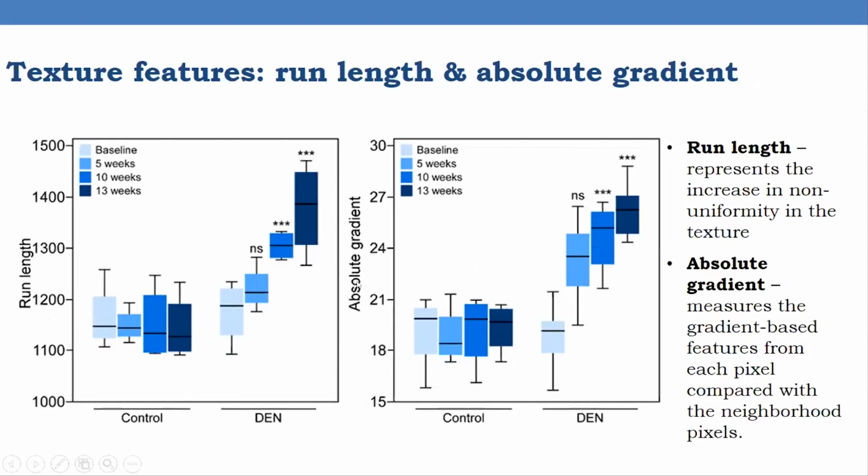Similarly, the run length and absolute gradient are other texture features which account for the non-uniformity of the whole liver tissue texture. Absolute gradient measures the gradient-based features from each pixel compared with the neighboring pixels. So how each pixel is different from its neighboring pixels. Both the run length and the absolute gradient are increased by DEN.